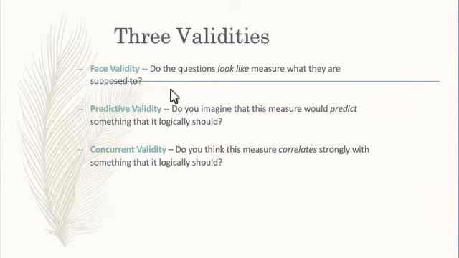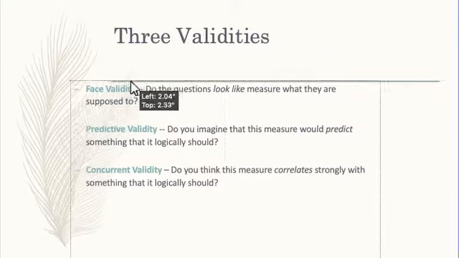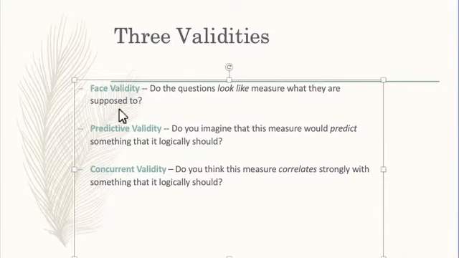So in face validity, let's talk about screening measures in schools. In USD 383, they use a measure called the SABRS, the social and emotional behavior rating scale, or something like that. And it is used to look at the social emotional ability of kids. And so on face validity, we look at the questions. They probably measure what they're supposed to, so we do pretty good with face validity.